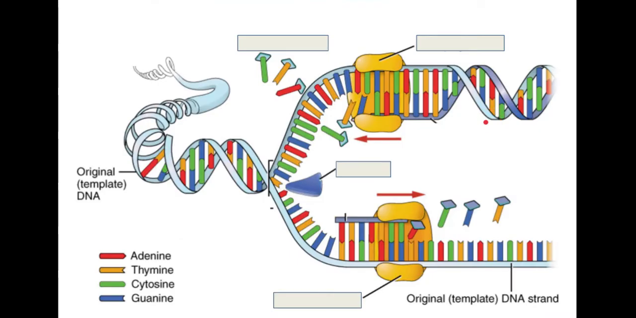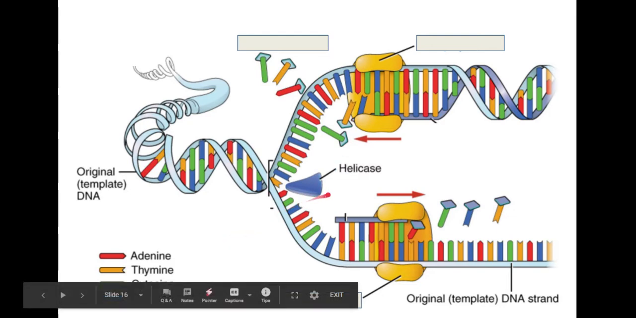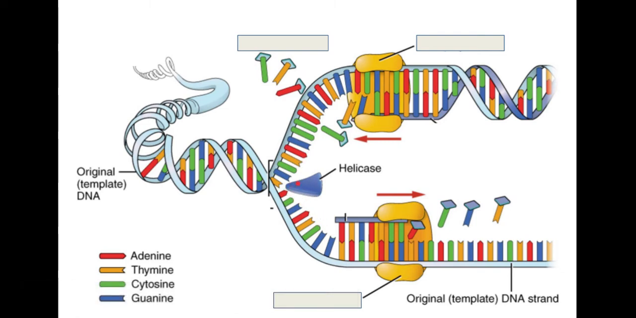All right, let's talk about replication. So here we have our original parent DNA molecule, okay? And we know we need to split it. So an enzyme comes in called helicase that is used to split it. So it splits it down the middle between those nitrogen bases. It's breaking those hydrogen bonds as it splits it.